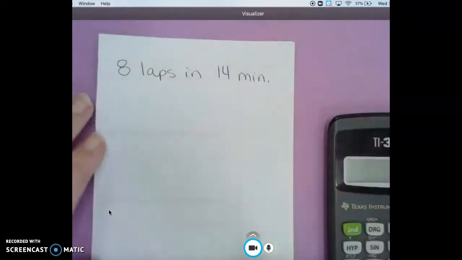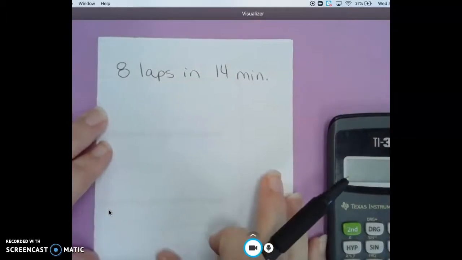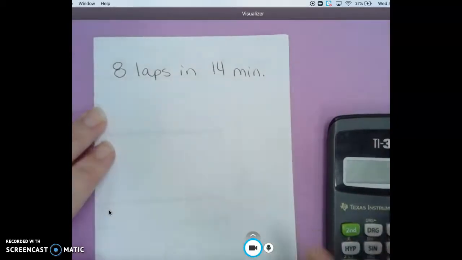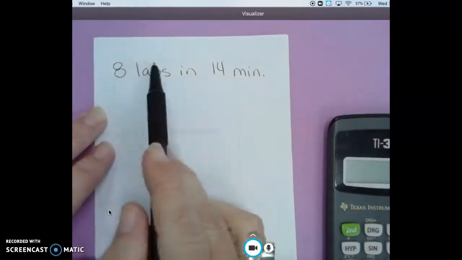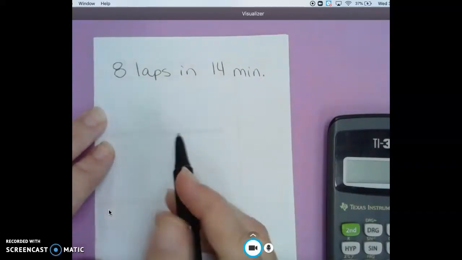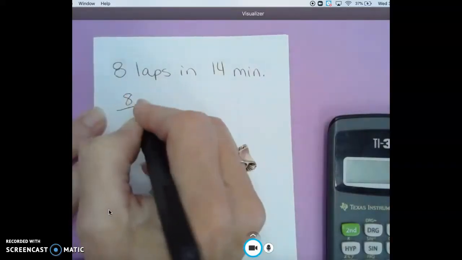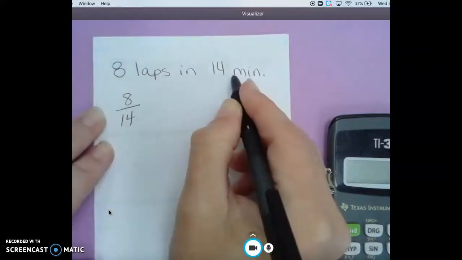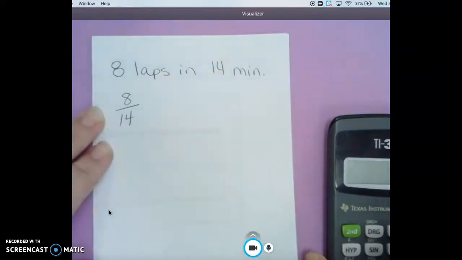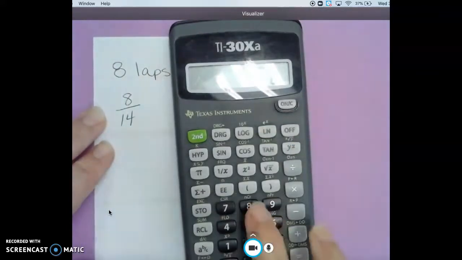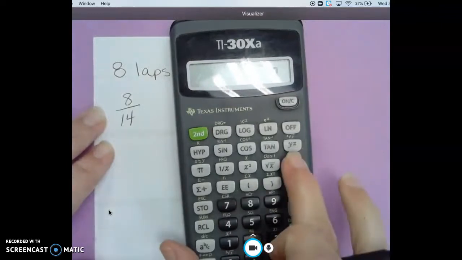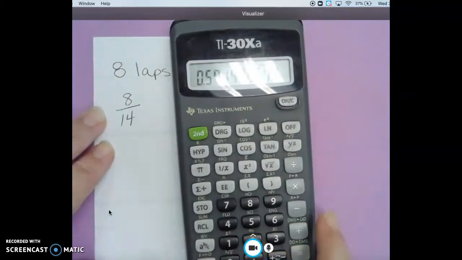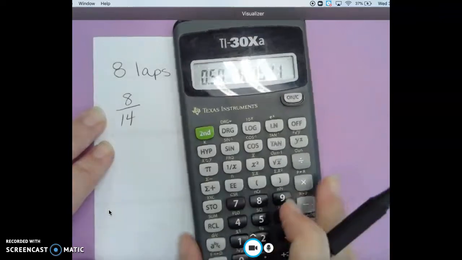Okay, now when we're not talking about money, we go in whatever order the problem is. So 8 laps in 14 minutes. We always do 8 divided by 14. We keep it consistent unless it's talking about money. Money always comes first. So if I do 8 divided by 14, and that's going to be 0.571.